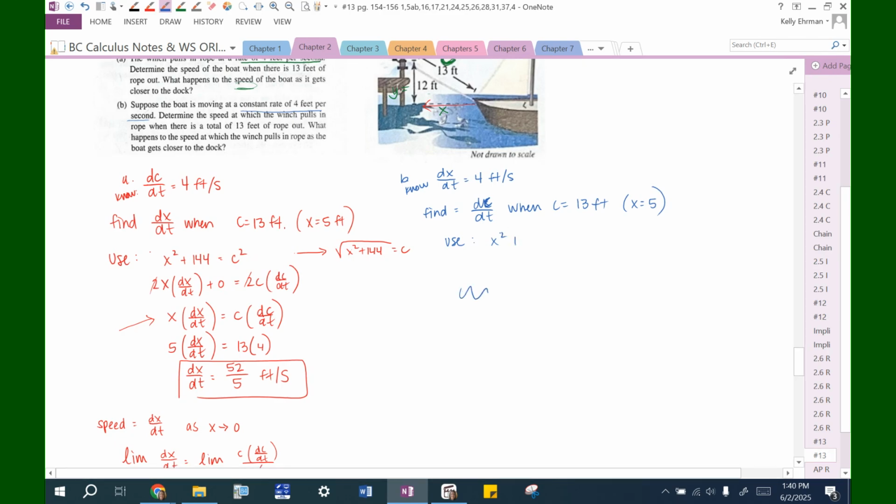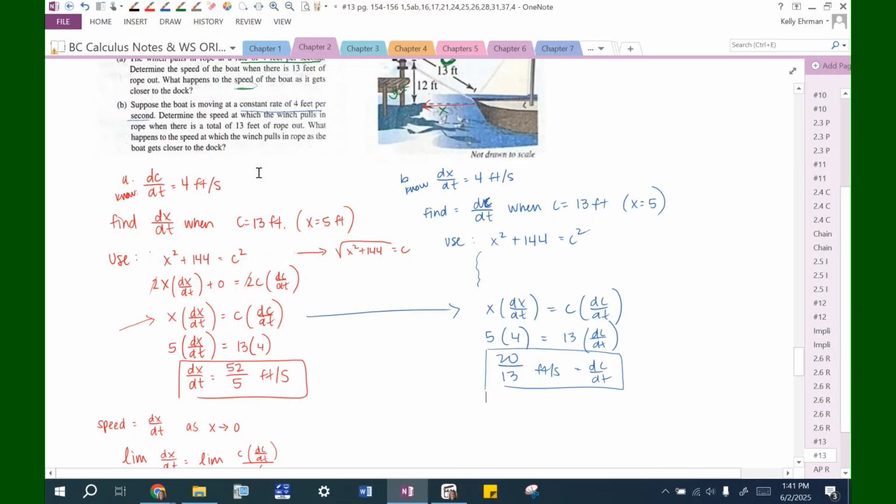There we go. x squared plus 144 equals c squared. I'm going to use my same equation here. Let's just get it right down to this. It's going to be the same thing. I do some derivatives and I get x dx/dt equals c dc/dt. All right, so x is 5, dx/dt is 4, c is 13. We're solving for dc/dt. This is 20 divided by 13, and it would be, again, feet per second. That's dc/dt.